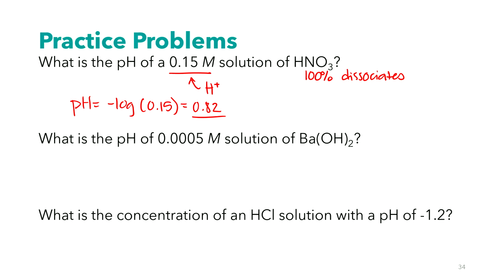Now I want you to calculate the pH of this 0.0005 molar barium hydroxide solution. Really acidic, because it's way less than 7.